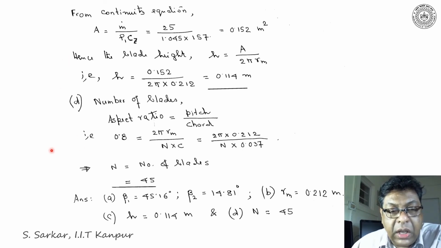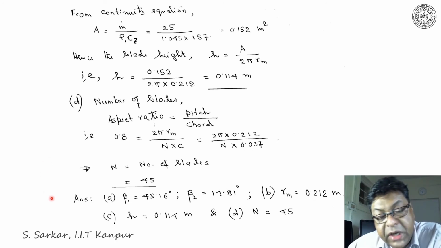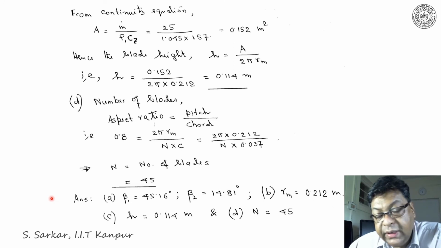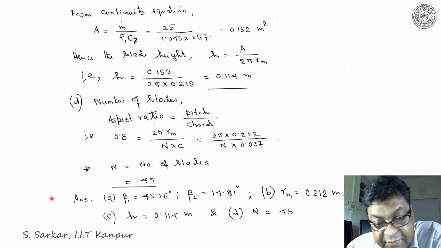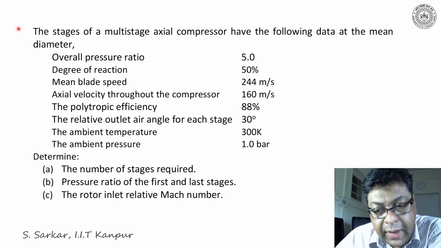Now I have got all the values asked. So answers are beta 1 is equal to 45.16 degree, beta 2 is 14.81 degree, mean radius Rm is equal to 0.212 meter, height of the blade H is equal to 0.114 meter, number of blades required are 45. Let me solve another problem.